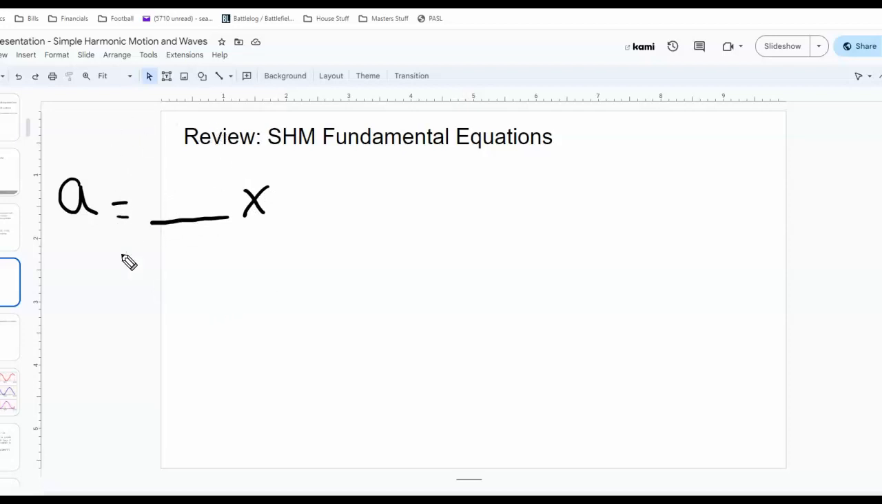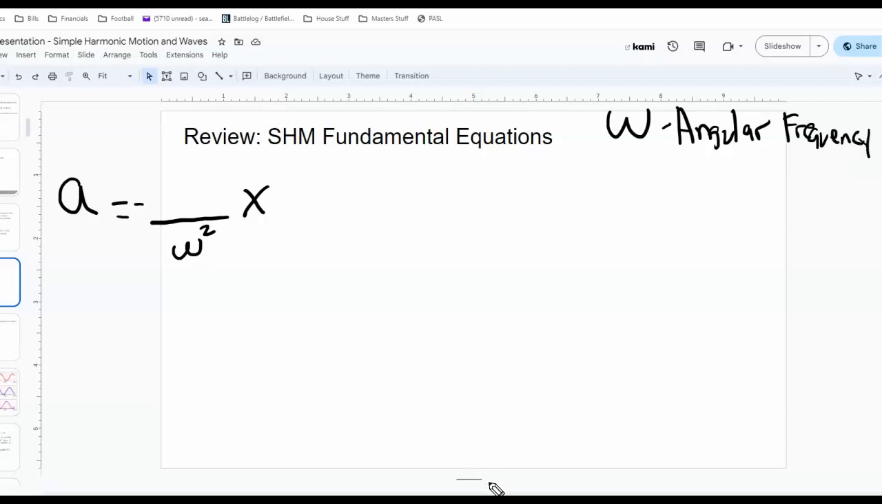Okay, so one of the conditions is that the acceleration must be proportional to the displacement from equilibrium. And then the other condition is that it must be acting in the opposite direction. Okay, and so that's what this little negative sign represents. Now, the number that goes here in front of the x is called omega squared, and omega is what we call angular frequency. And I think we talked a little bit about this last class, but this is just a recap.